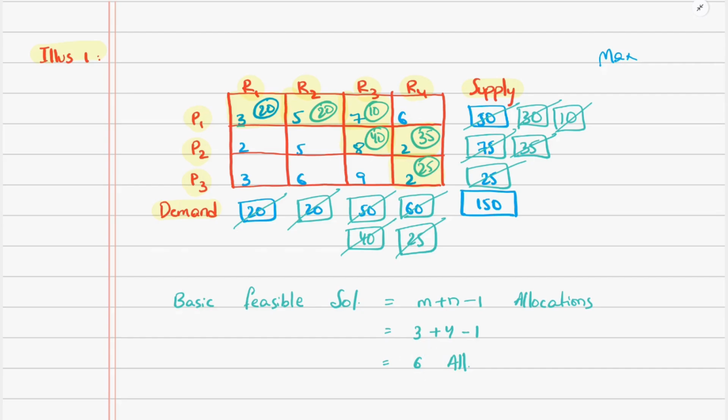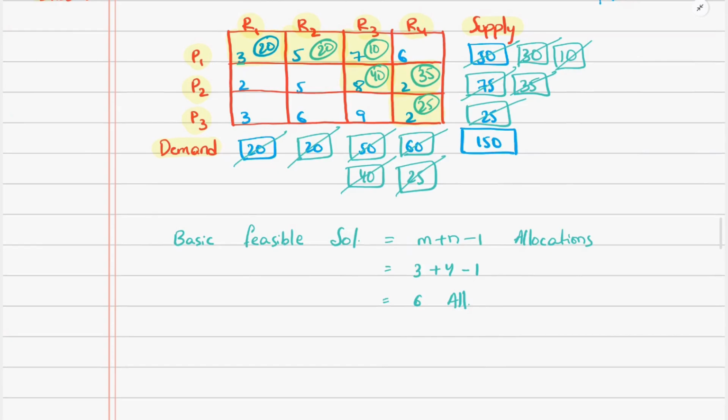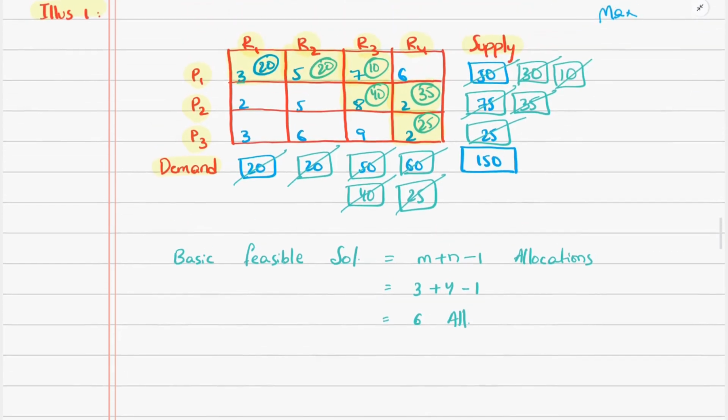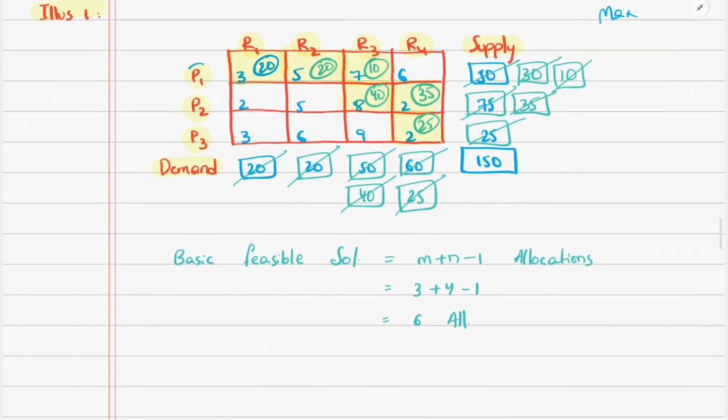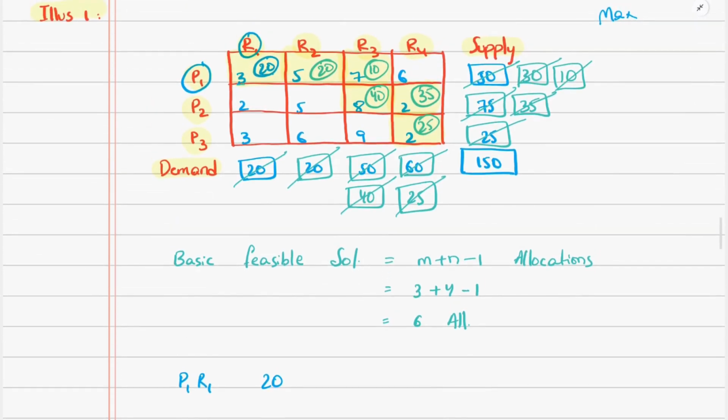So let's see how many allocations did I make. 1, 2, 3, 4, 5 and 6. So yes, this is a basic feasible solution. Now let's see what is the transportation cost that we incurred also. Right. Let me just write how many allocations did I make from P1 to R1. 20. So I'll write P1 to R1. I made 20 units of allocation and it cost me 3 rupees each. So 20 into 3, this basically means 60 rupees.